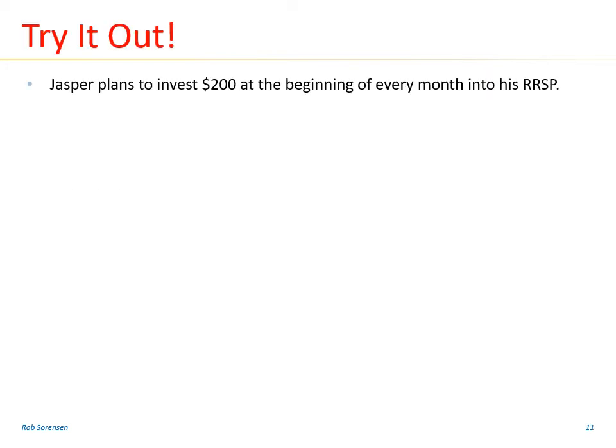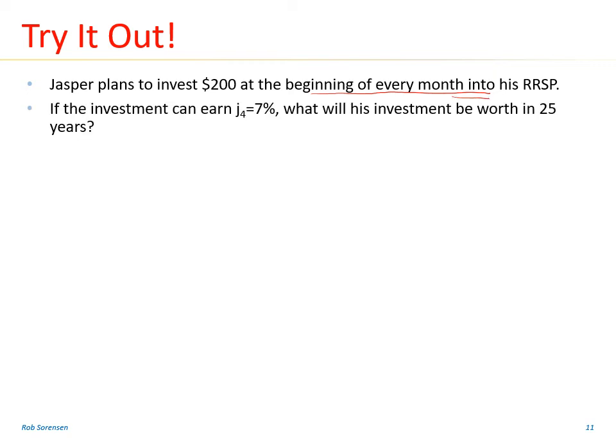Jasper's going to invest $200 at the beginning of, so that's an annuity due, every month, so we're dealing with monthly payments, into his RRSP. If he can earn 7% compounded quarterly, what will his investment be worth in 25 years? So the rate's quarterly, the payments are monthly, and they're due. Can you go ahead and solve this one? Well, I'll give you a minute to work on it, and when you're ready, press play, and I'll go through it with you.